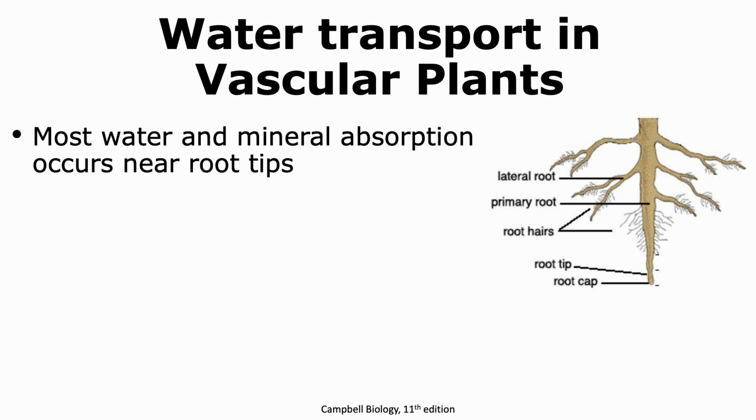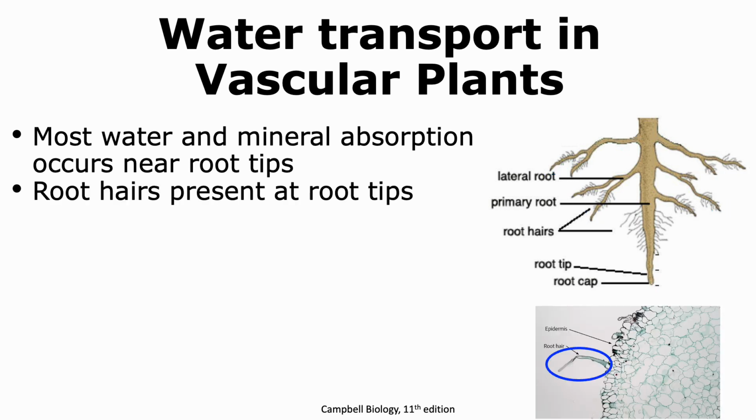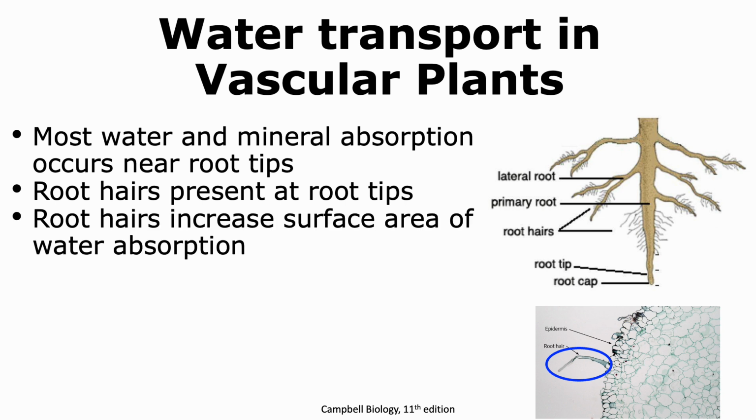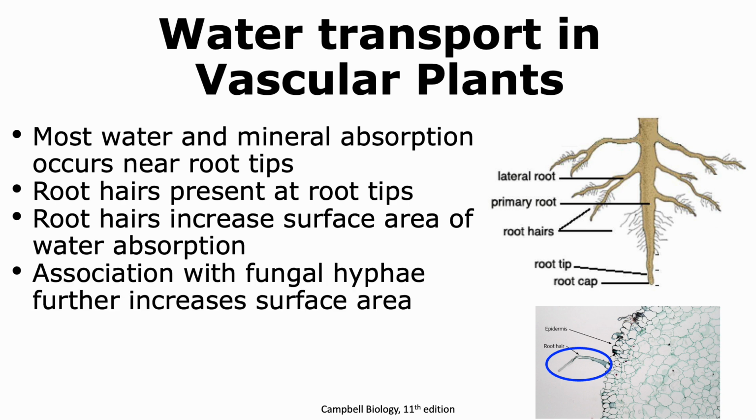In order to reach the xylem of the roots, water and minerals first have to be absorbed by the root. This absorption of water and minerals occurs near root tips. At the root tips, we have epidermal cells that have root hairs. These root hairs increase the surface area so that water can be absorbed more efficiently and a greater amount of water can be absorbed. Roots can also form associations with fungal hyphae that can further increase the surface area and allow the root to obtain more water.